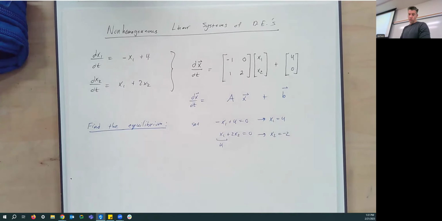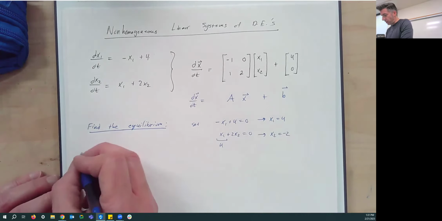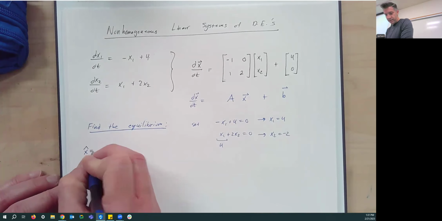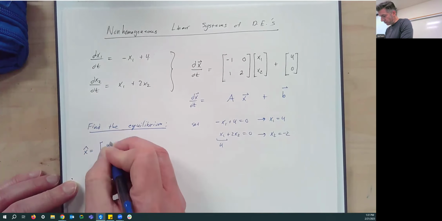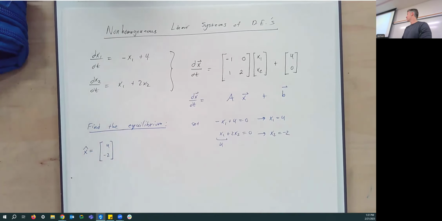So that's our new equilibrium. I would say that our equilibrium x hat is equal to (4, -2). For whatever reason, we use the hat notation to represent our equilibrium. That's typical notation from 17D that we're carrying over here. The work we're about to do is work that you can usually skip, but we need to show it at least once or twice to make sure we understand what we're doing.